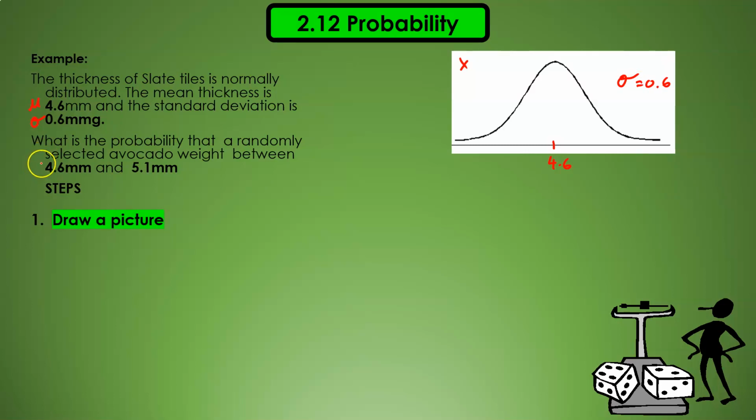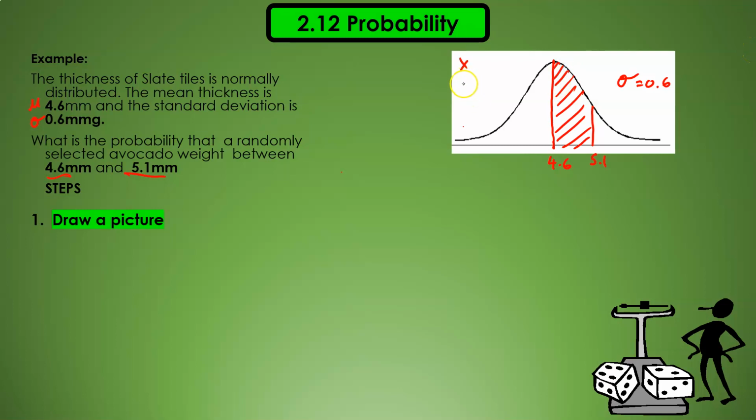The next part is that the area we're trying to work out starts at 4.6. That happens to be the mean. And the second value is 5.1. Now 5.1 is bigger than 4.6, so we put it on the right. So we're trying to work out this area.